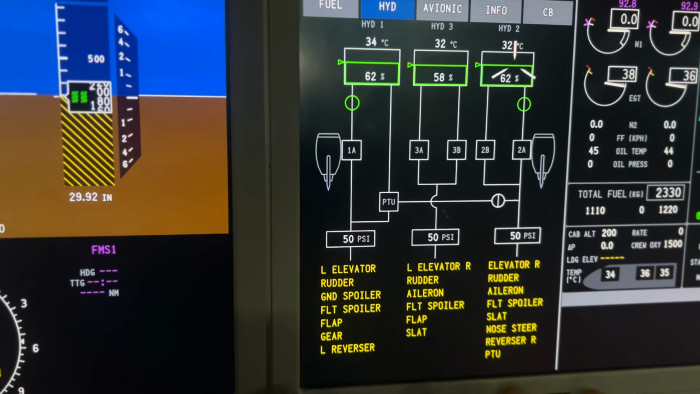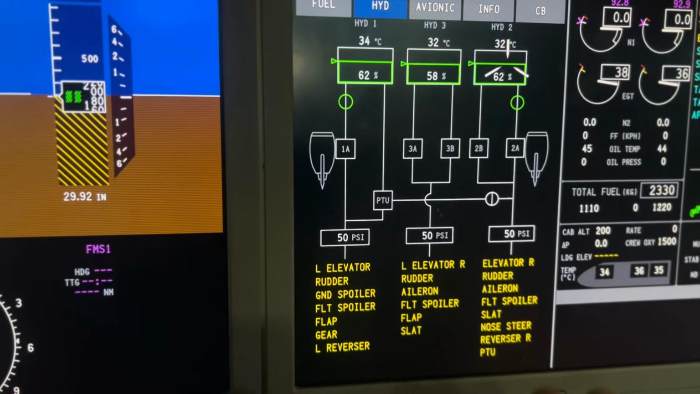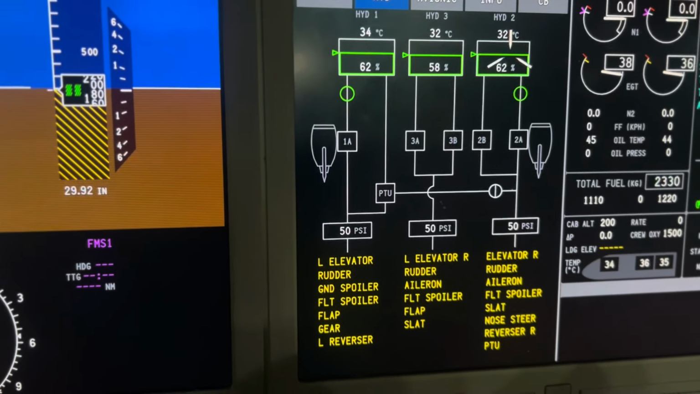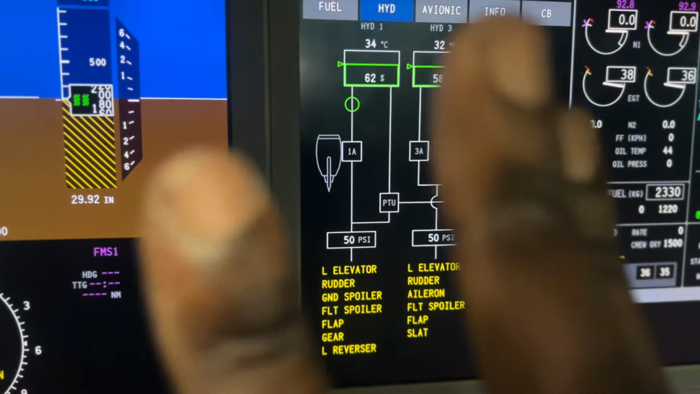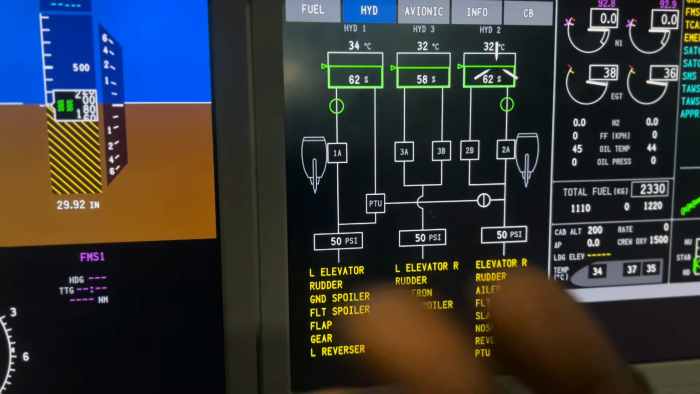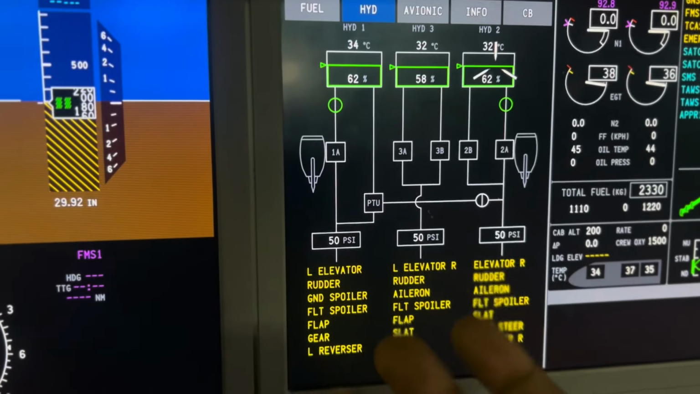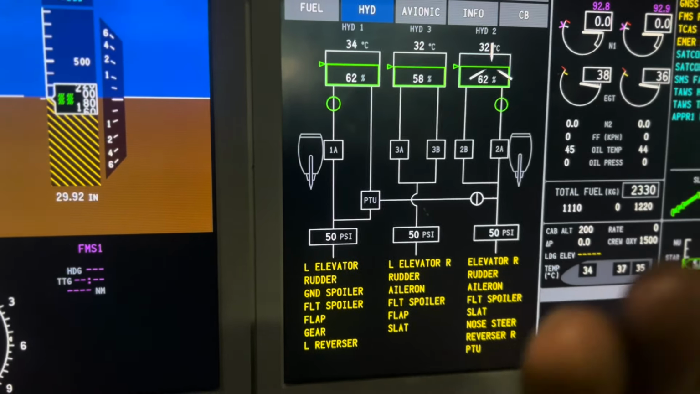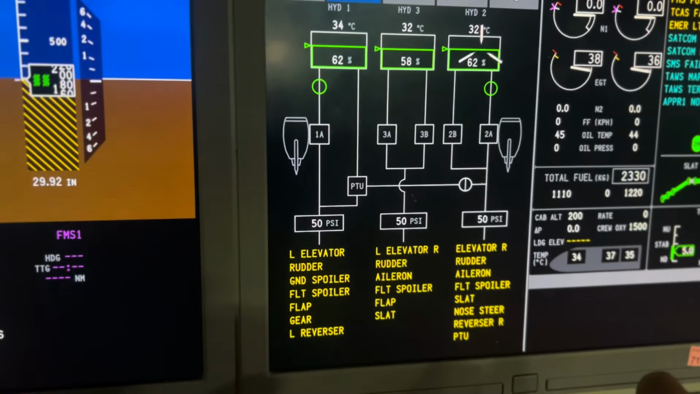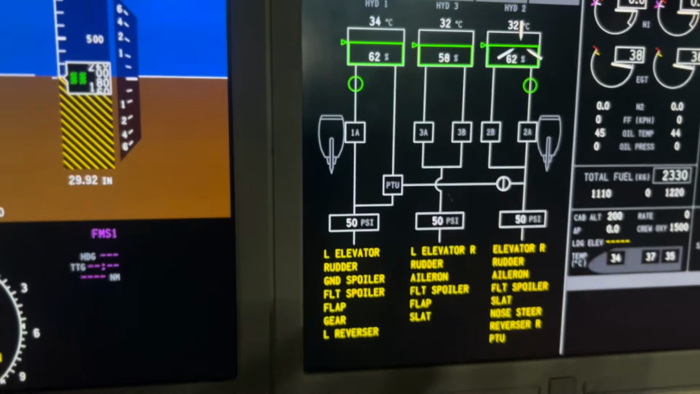So now I know what is operating my flap and slat, and I can actually use one system to operate the flap and slat. But it's really advisable to use the three systems. The reason is that to operate the flap and slat properly, you need a lot of hydraulic pressure. And in order to move the flap fast enough, I usually use the three systems.